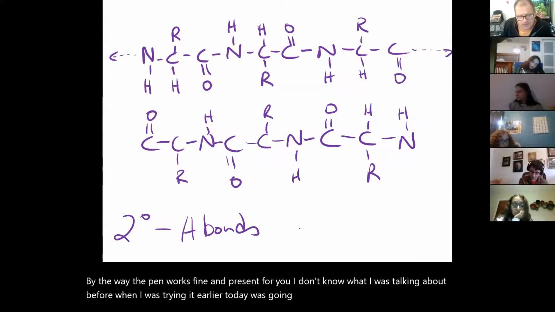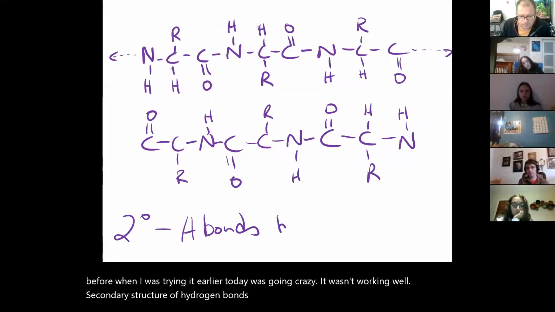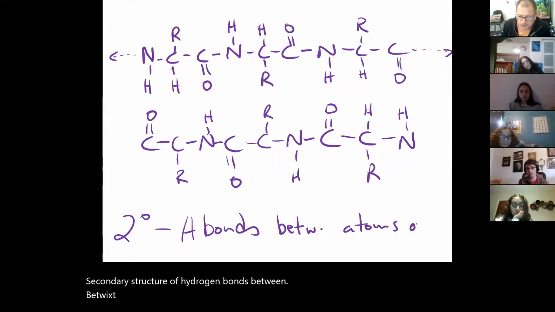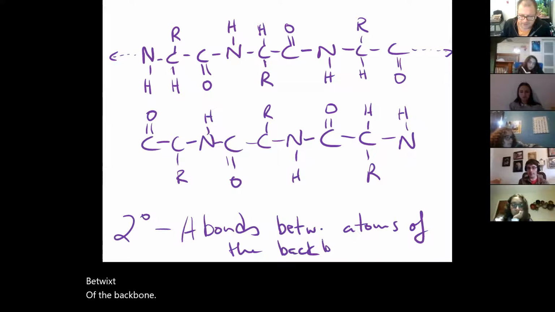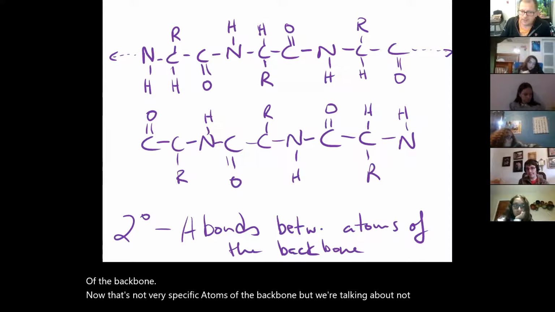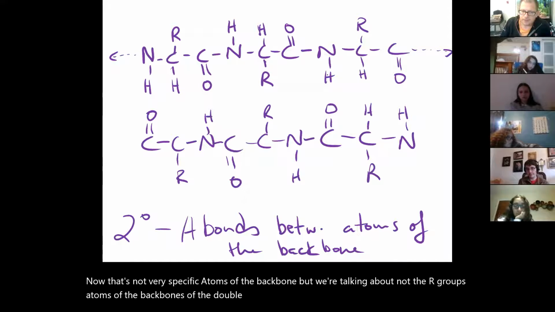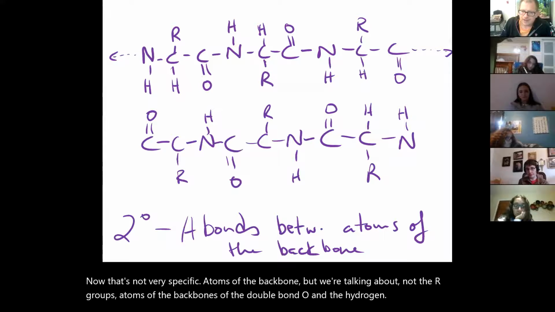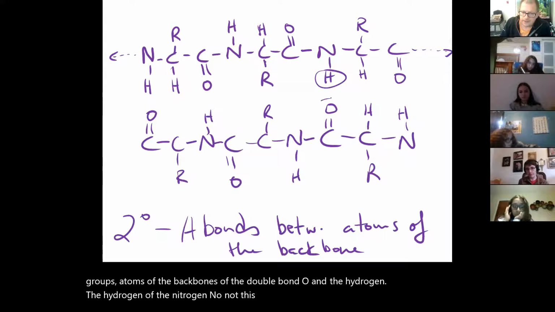It wasn't working well. Secondary structure is hydrogen bonds betwixt atoms of the backbone. Now, that's not very specific, atoms of the backbone, but what we're talking about, not the R groups, atoms of the backbone. So the double bond O and the hydrogen. The hydrogen of the nitrogen, though, not this one, and this one, this one, and this one.